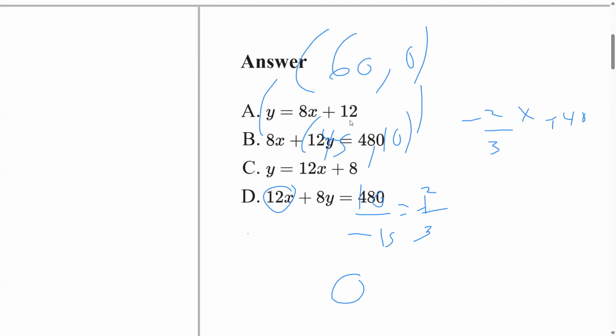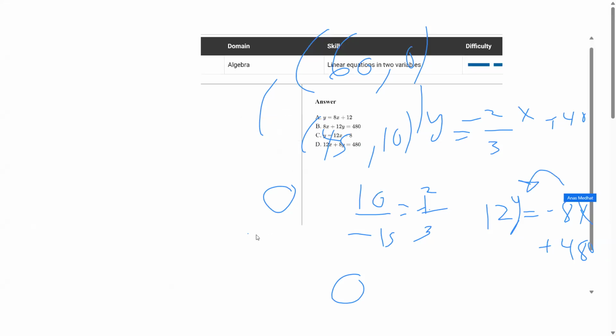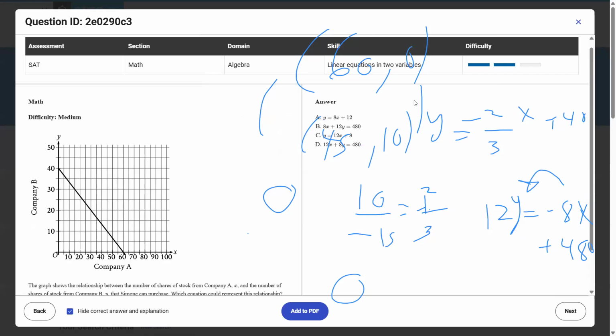Multiply the whole equation by 3. It'll be 3y. And not by 3. By 12, for example. By 12, yes. Multiply the whole equation by 12. It will give you 12y equals negative 8x. And 12 times 40 is 480. And shift negative 8x, it will be D. The answer is D. D. 12y, not 12x. So the answer is B.